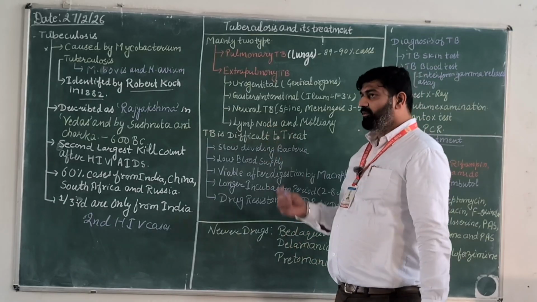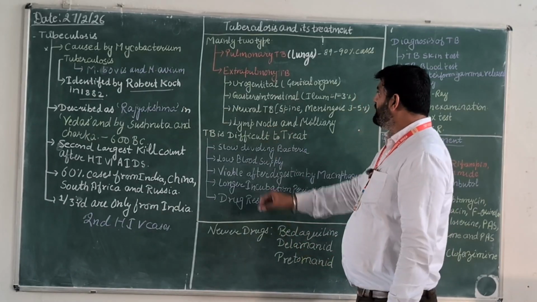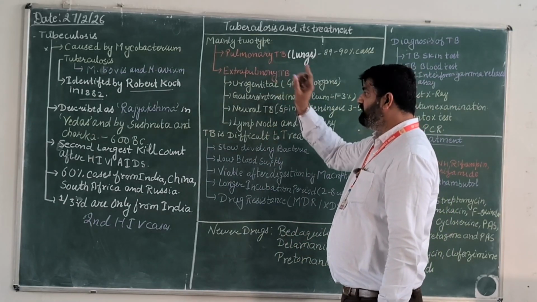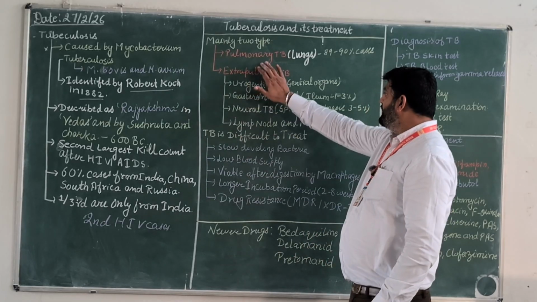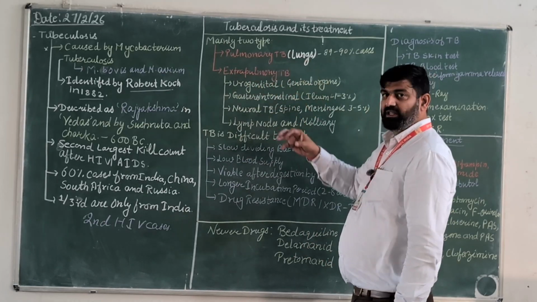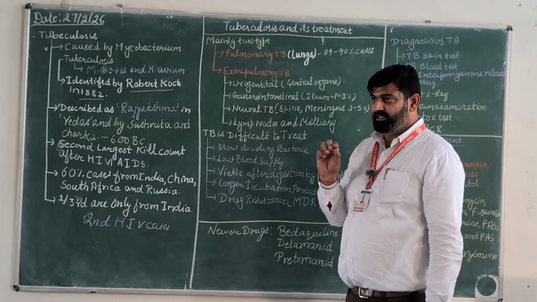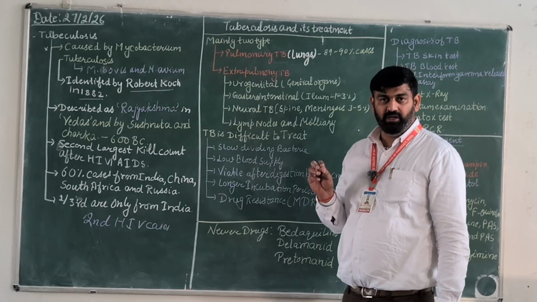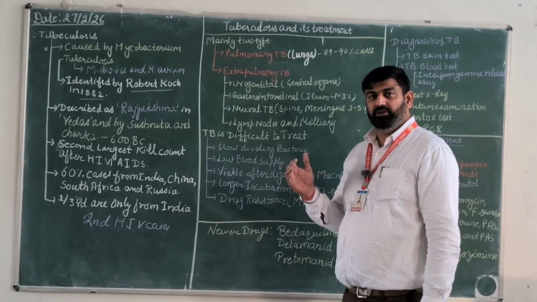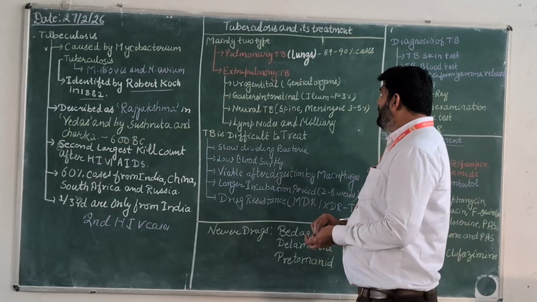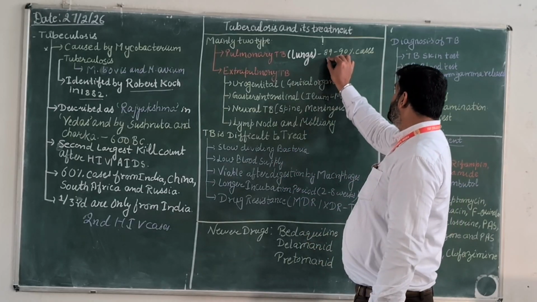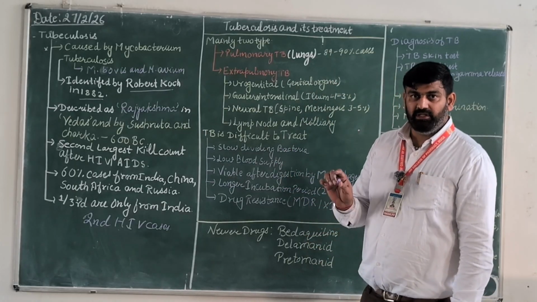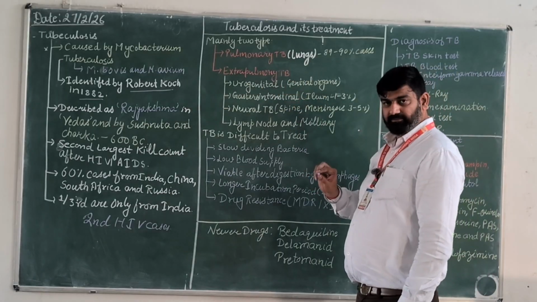So, if I talk about tuberculosis, it is basically divided into two types. Pulmonary TB mainly affects the lungs. The bacteria reside in the lung tissues, grow very slowly there, and take a longer period to cause the infection. Nearly 90% of cases worldwide are pulmonary TB.